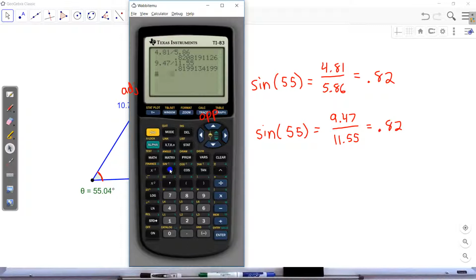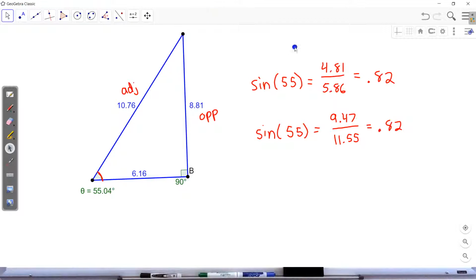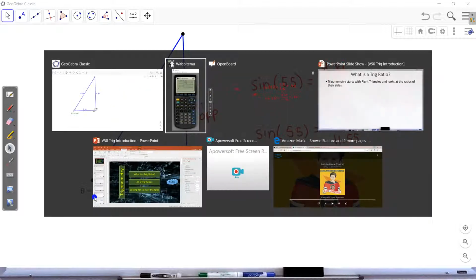If I just do sine of 55, we have this 0.82 stored in the calculator. So you can see a little bit of round off error, but that's essentially the 9 rounds the 1 up to 2. And so we get that number stored in the calculator. So sine of 55 is always 0.82, no matter what triangle you have, if that angle is 55.